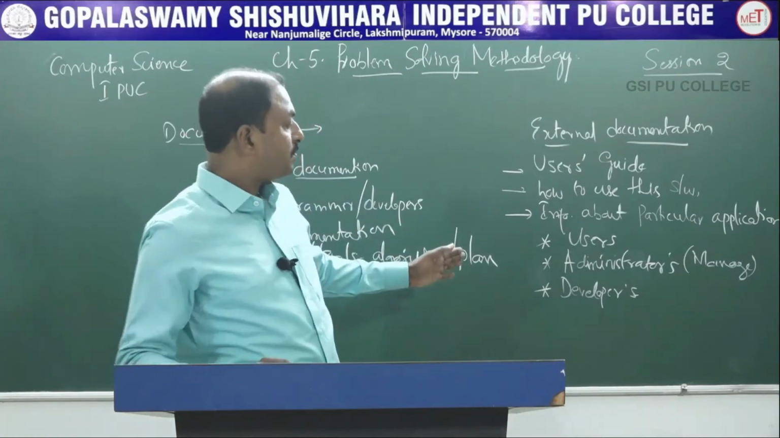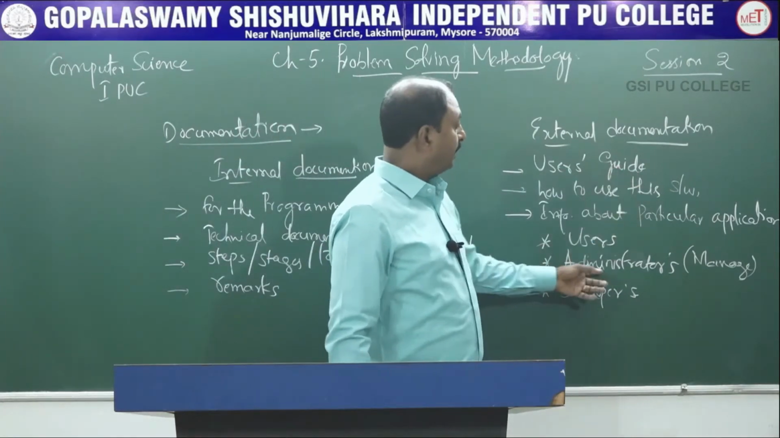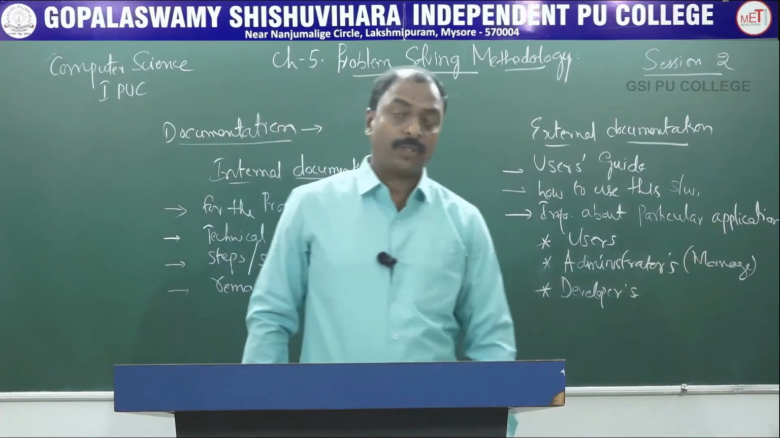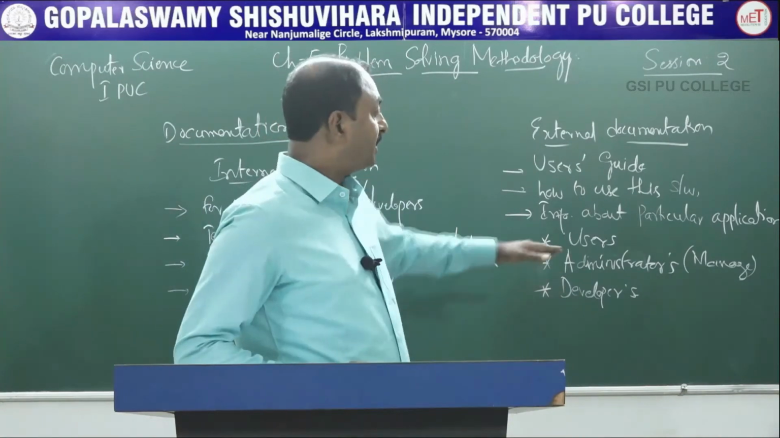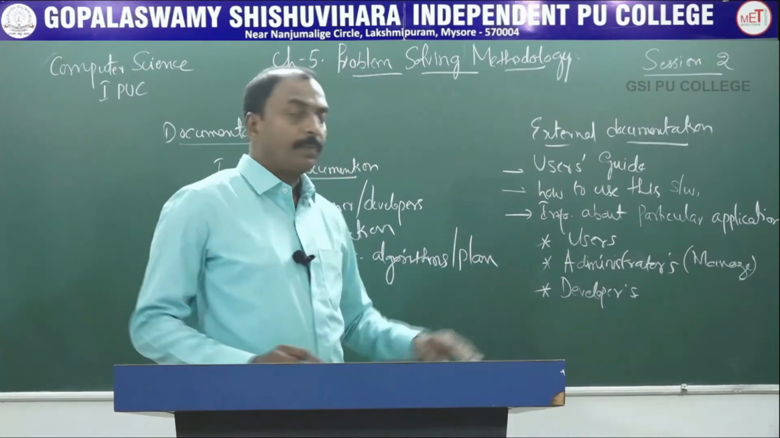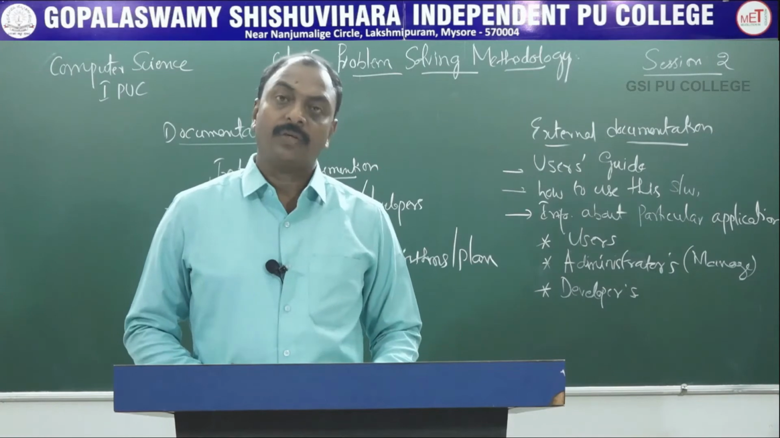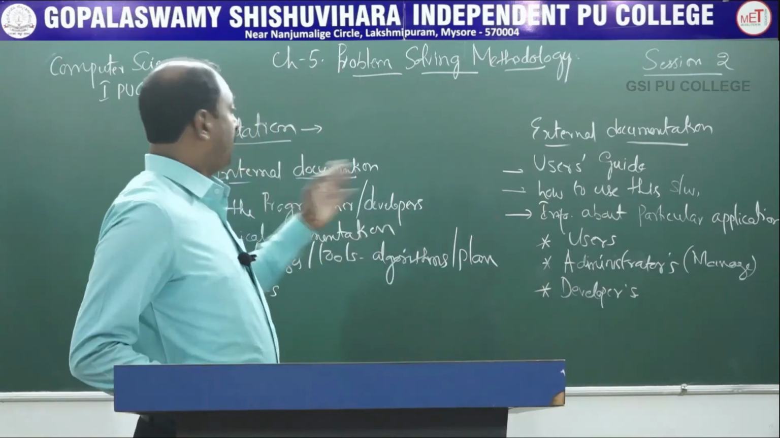And here there are three types. One is the user's manual, that is for the end users. Administrator's manual means one who manages the software. He is not a programmer, he knows only how to use the particular software. That is the administrator's manual. The next one is the developer's manual. This is a programmer's or software developer's manual. So this is about documentation.